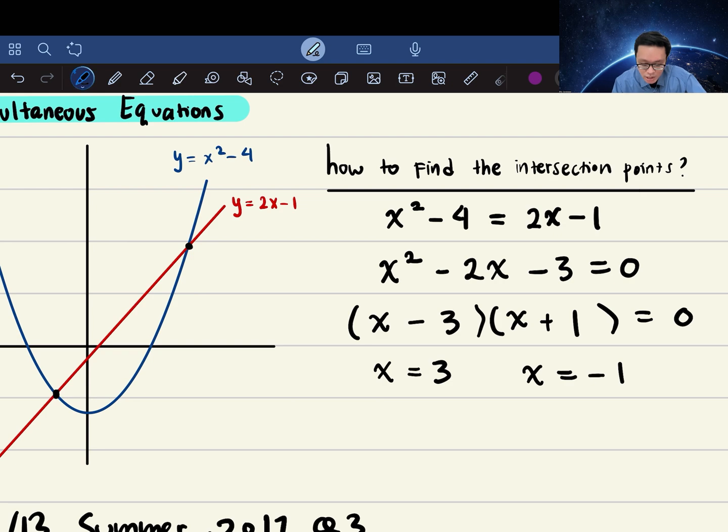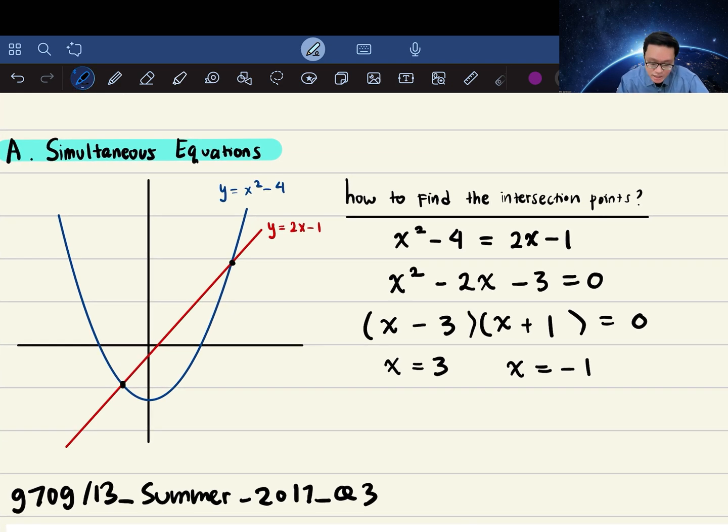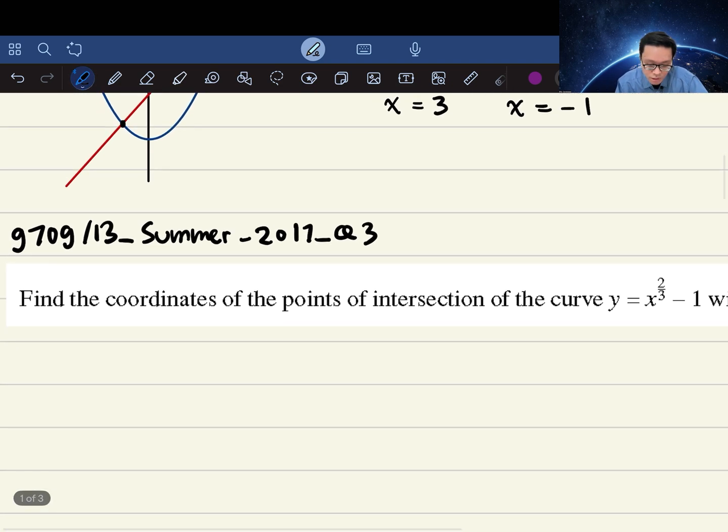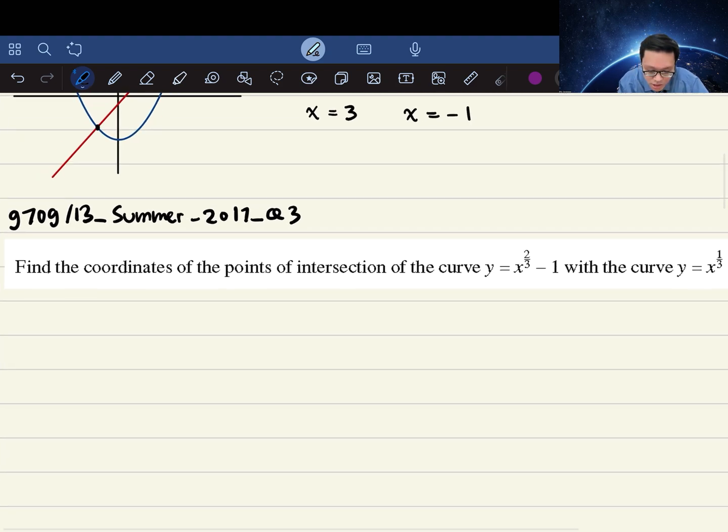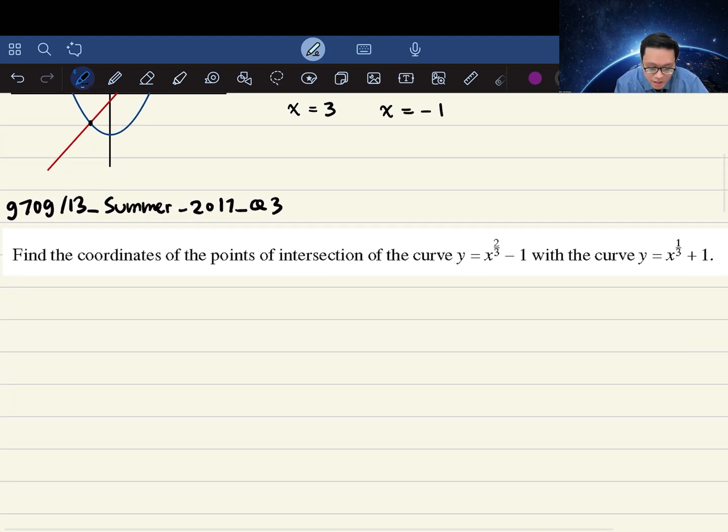Let's take a look at a harder example from a past paper, summer, paper 1-3, 2017, question 3. The question is: find the coordinates of the points of intersection of the curve y equals 2x^(2/3) minus 1 with the curve y equals x^(1/3) plus 1. The keyword here is point of intersection. That means we can equate the curves.